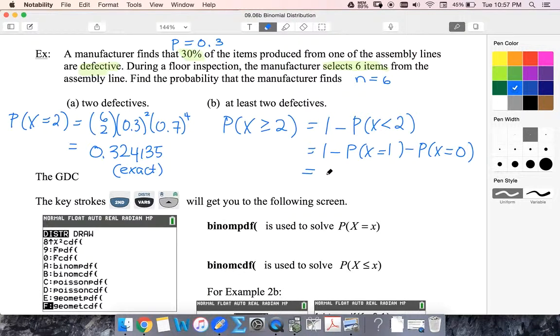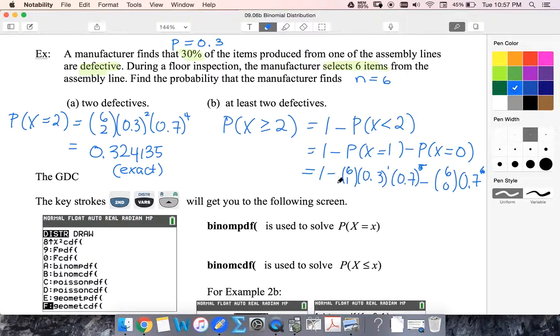So I'm going to calculate this one. This is 1 minus 6 choose 1, 0.3 to the first, 0.7 to the fifth. That is a 5. Minus 6 choose 0, 0.3 to the 0 is just 1, and then 0.7 to the 6th.